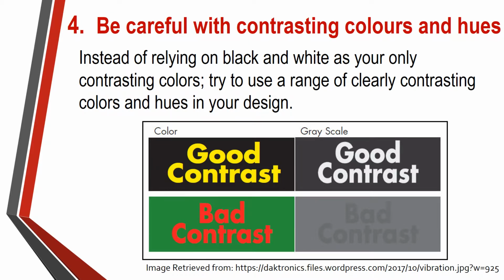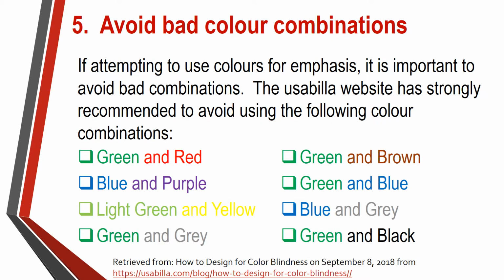The final tip that was presented is to avoid bad color combinations. It's important for us to think about the combinations of colors that we're using, as well as how the colors contrast with one another. Ultimately, everything needs to be as clear as possible for all learners. The website where I found the tips suggested avoiding the following color combinations: green and red, green and brown, blue and purple, green and blue, light green and yellow, blue and gray, green and black. It may seem a little difficult right now, but over time you'll become very comfortable in knowing what color combinations work best.